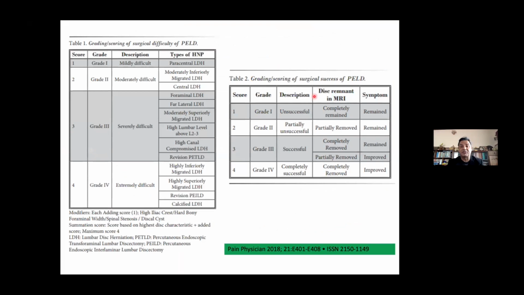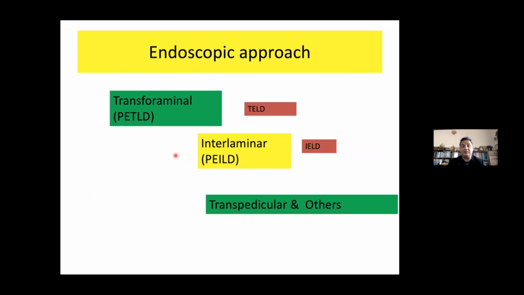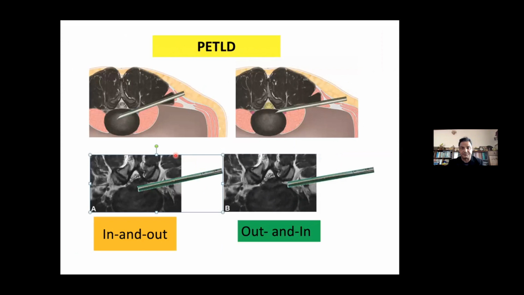This is the endoscopic success rate we have described, along with the difficulty for the surgeon and the grade and score of doing the endoscopic discectomy depending upon the nature of the disc. You can go through the literature and find the details now. Endoscopic discectomy can be done through the transforaminal approach, interlaminar, transperineal, and other approaches. And there is a difference between inside-out and outside-in. Dr. Hu has also explained about this.